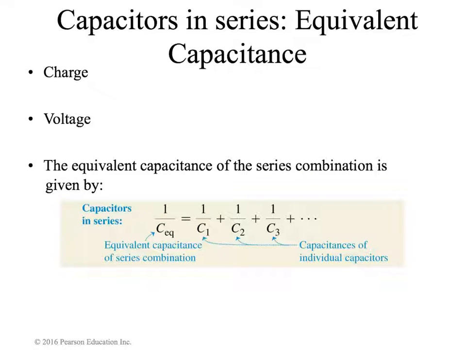So again, just summarizing what we have found: the charge is the same across all our capacitors in series. Our voltage adds across our capacitors in series, and this leads to the rules for adding them when they're in series. We did the example for only two capacitors, but you can extend it to however many capacitors you have to work with.